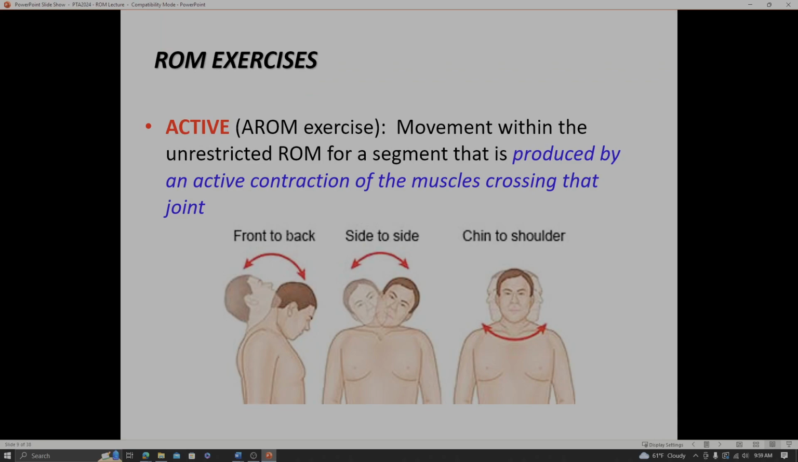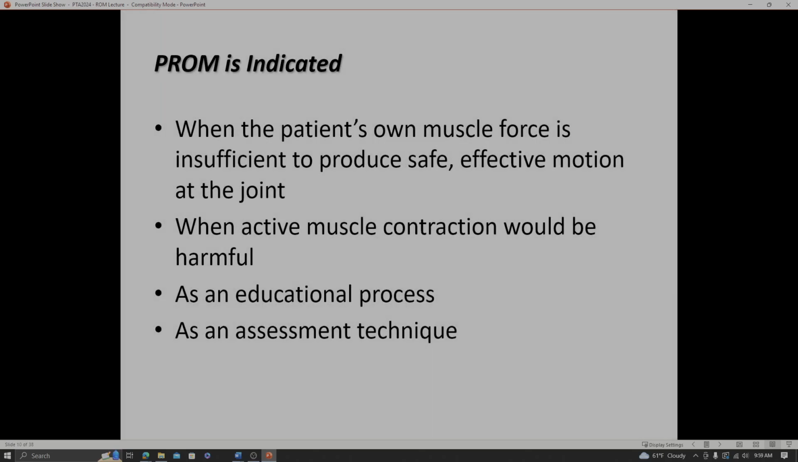Active range of motion is movement within the functional or the unrestricted range of motion for a segment that is produced exclusively by active contraction of the muscle crossing the joint, right? Nod your head up and down. Bring your ear to your shoulder, left and right. Rotate your head, right? Like you're saying no. So that would be active range of motion.